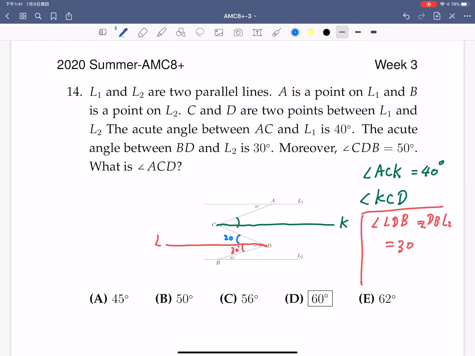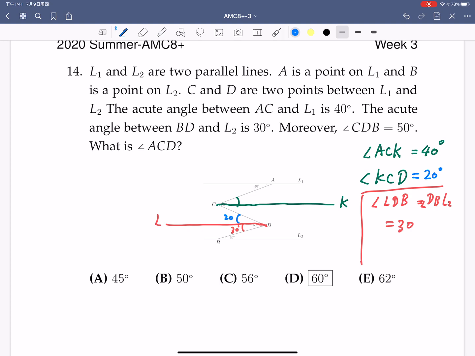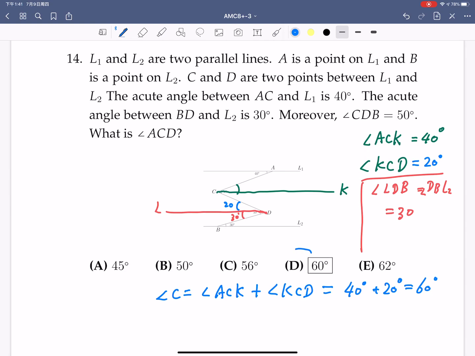Since the red line is parallel to the green line, we conclude that angle KCD would be equal to 20 degrees as well. Therefore, angle C would be ACK plus KCD. That's going to be equal to 40 plus 20, equal to 60 degrees. So the correct answer is D.